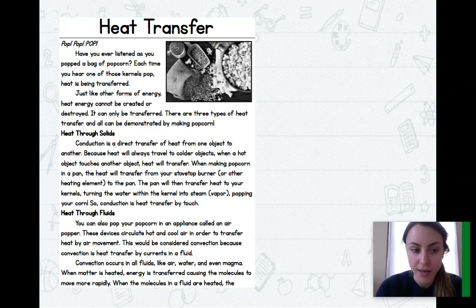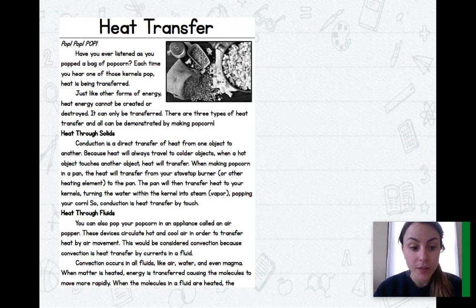And so here's our subheading. This is going to tell us a little bit of information about heat through specifically just solids within this paragraph. Conduction is a direct transfer of heat from one object to another. Because heat will always travel to colder objects, when a hot object touches another object, heat will transfer. When making popcorn in a pan, the heat will transfer from your stovetop burner or another heating element to the pan. The pan will then transfer heat to your kernels, turning the water within the kernel into steam or vapor, popping your corn. So conduction is heat transfer by touch.